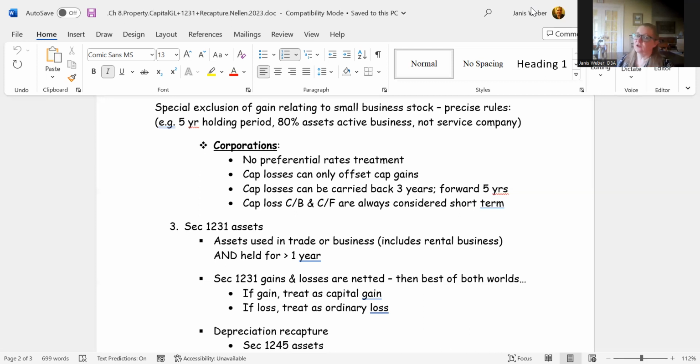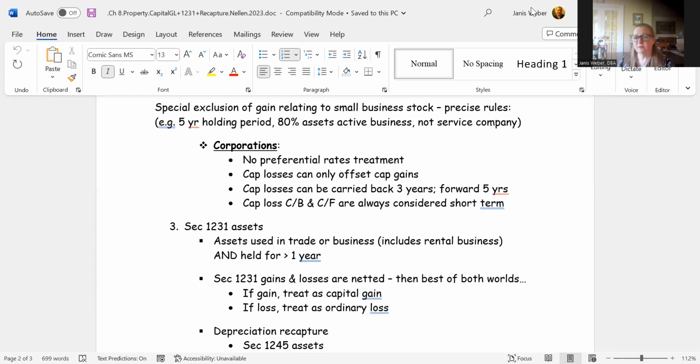If it's a corporation, there's no preferential rates, and capital losses can only offset capital gains, no other income, not even the $3,000. And capital losses, though, can be carried back 3 years if there's a capital gain back there and offset those to get you a refund if you're a corporation. And then they go forward for 5 years.